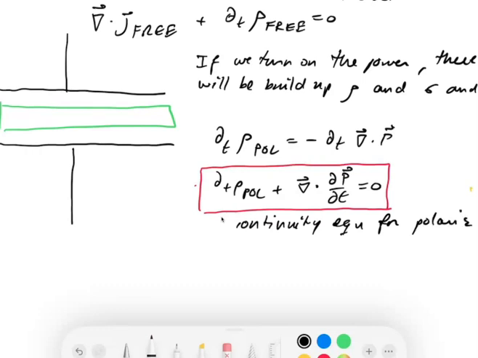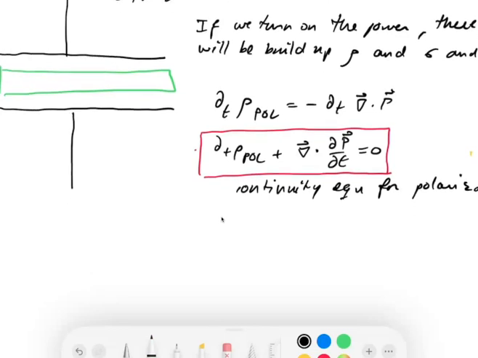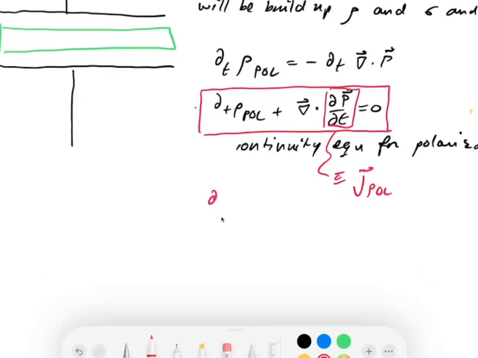Polarization. And we can generalize this, and we call that dP/dt. We can just simply call that the current. So this thing, the J polarization, the polarization current. And then it is fully in this form of the J polarization of the continuity equation.